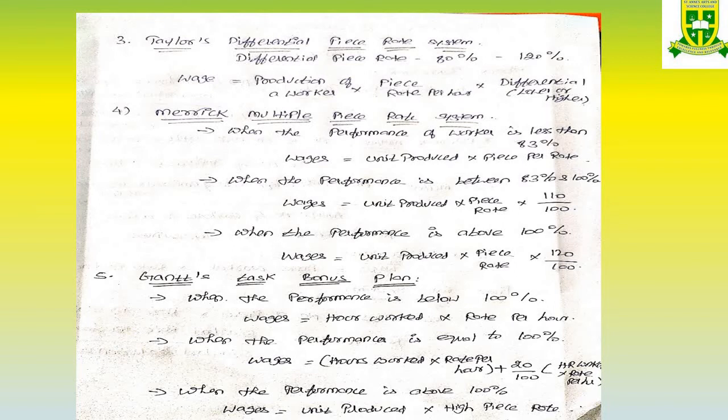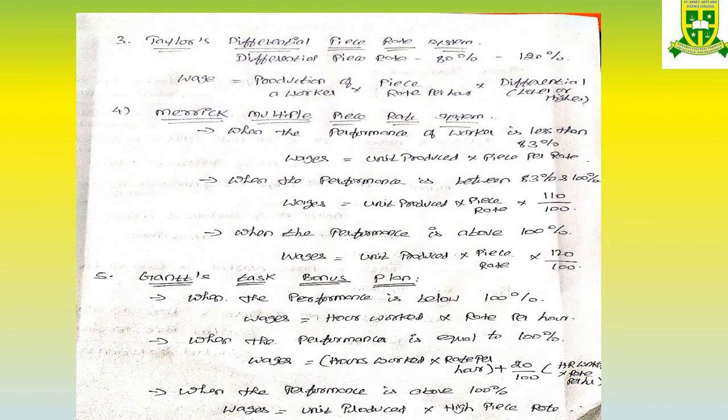Here we are dividing into 3 categories, whereas in Taylor's there are only 2 categories, low and high. The first category is when the performance is less than 83%. The second category is when the performance is 83 and above, up to 100. The third category is above 100%. When the performance is below 83, no extra benefits are given, only normal wage: units produced into piece rate.